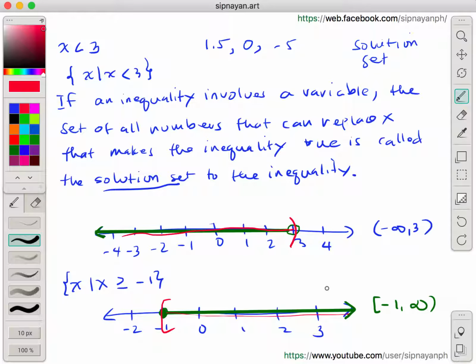Okay, so I hope meron kayo natutunan sa video na to. Siguro magkaroon tayo ng exercise sa susunod na video para at least mas strengthen yung inyong alam dito sa interval notation, tsaka sa graphs. Maraming salamat. See you in the next tutorial.